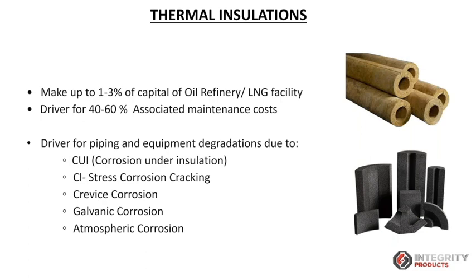Another thing I just came to know is that 81% of piping failures for piping up to 4-inch are because of CUI. Just imagine, it is 1% of the cost and it is contributing up to 40 to 60% of failures. How decisive is that? That is the insulation. Also, the quality and design of insulation, depending on how it looks and how it performs, could be the driver for other bad actors like CUI, chloride stress corrosion cracking, crevice corrosion, galvanic corrosion, and atmospheric corrosion. These are the different degradations mentioned in the API document.